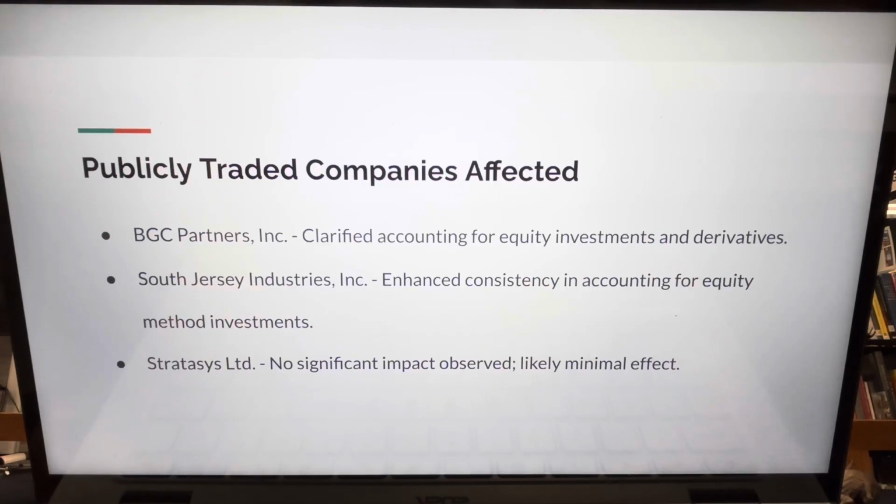Finally, we looked at Stratasys Ltd. As a manufacturer of 3D printing equipment and materials, they hold various equity investments, making it relevant to assess the impact of this. For them, there was no significant impact that was observed, likely minimal effect. For the first 2, they both adopted the method with a prospective approach. The last did not adopt the method.